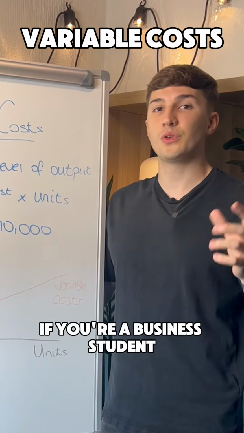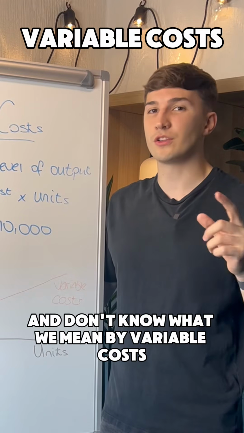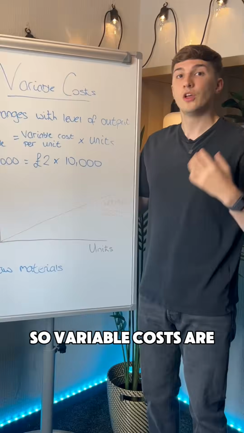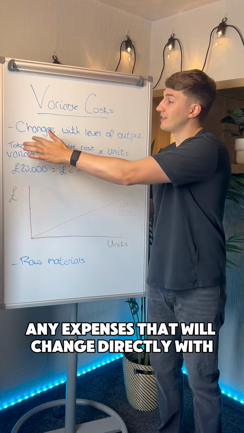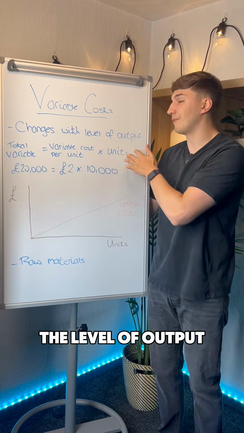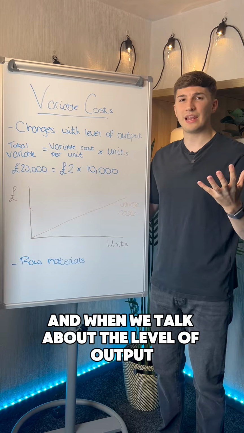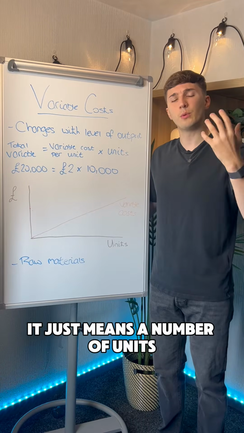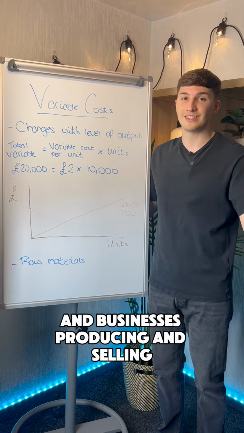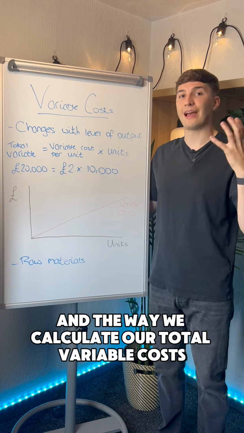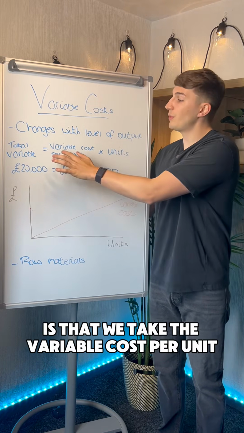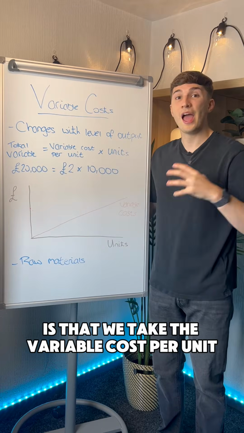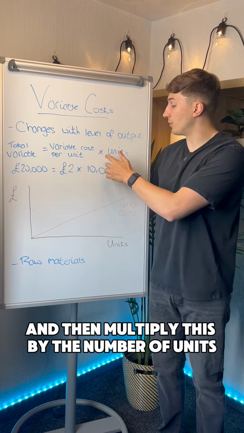If you're a business student and don't know what we mean by variable costs, make sure you watch this video. So variable costs are any expenses that will change directly with the level of output. And when we talk about the level of output, it just means the number of units a business is producing and selling. And the way we calculate our total variable costs is that we take the variable cost per unit and then multiply this by the number of units.